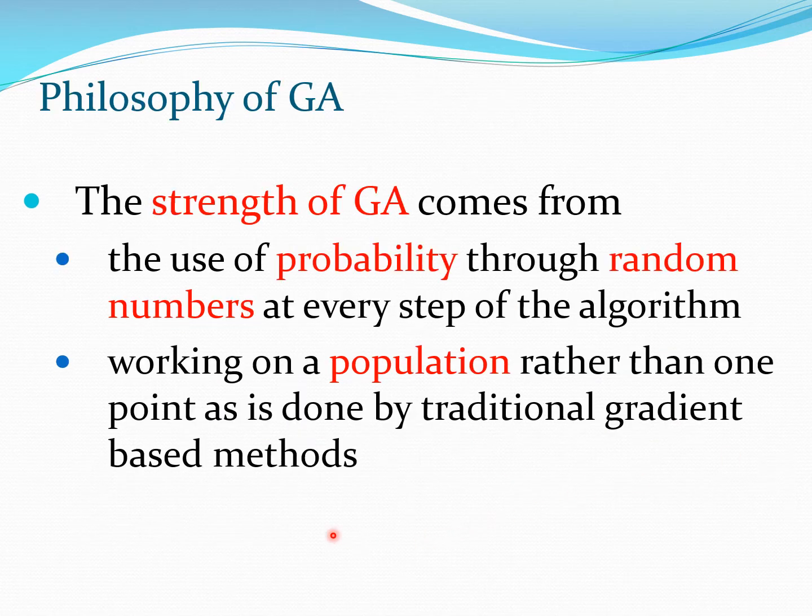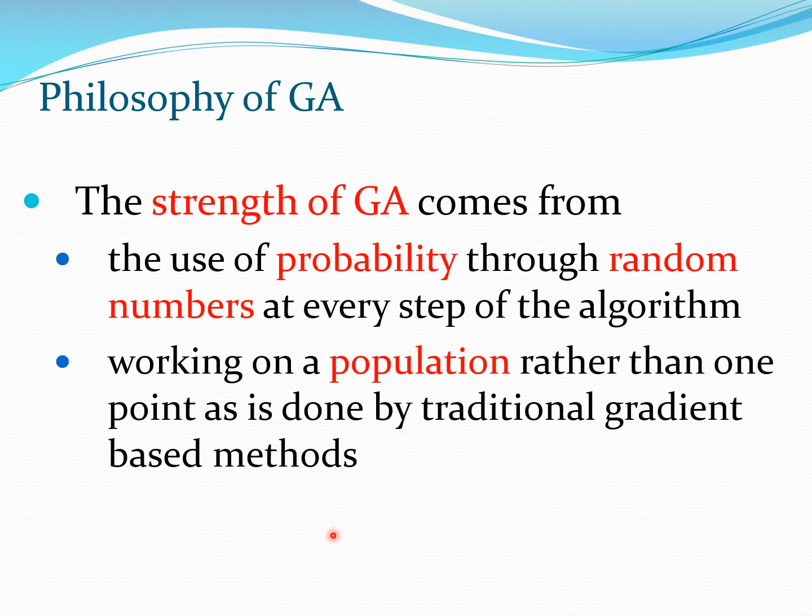Now, the strength of genetic algorithm typically comes from two factors. One is that we are throughout using probability in the form of random numbers at every stage of the process. So this is something which is very important to keep in mind. This probabilistic nature of the process is one of the sources of its power. The second factor is that we are working on a population rather than one point. And keep in mind that we are carrying this population throughout the process.